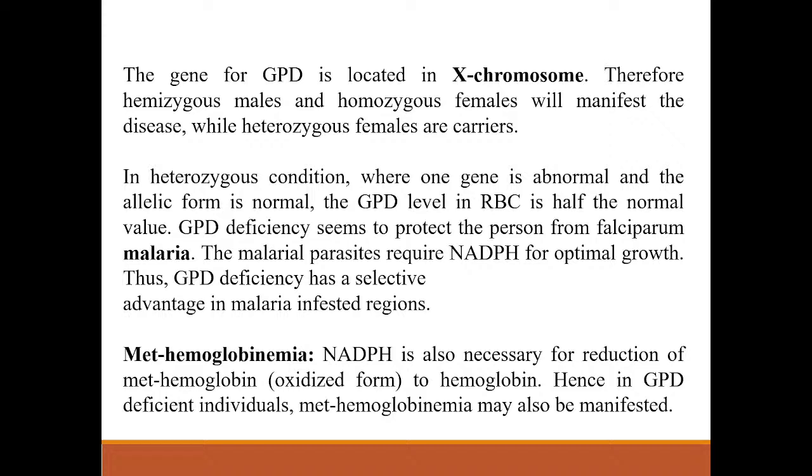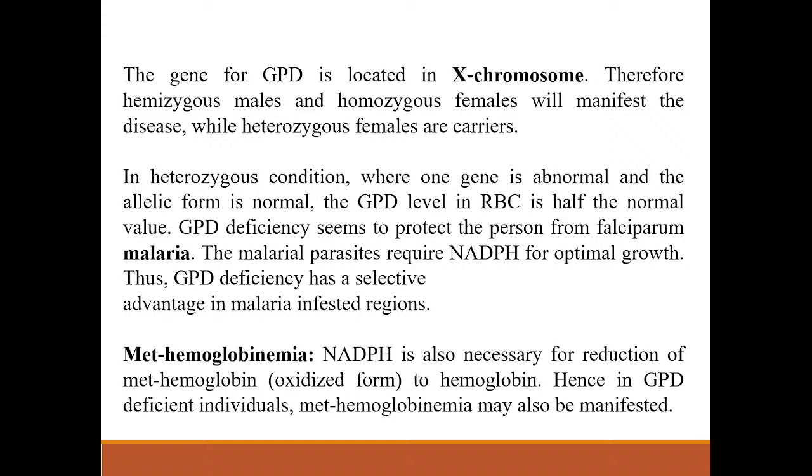In heterozygous condition, where one gene is abnormal and the other allele is normal, the G6PD level in the RBC is half the normal value. G6PD deficiency seems to protect the person from falciparum malaria. Why does it protect from falciparum malaria? Because the RBC is not in the proper way, the malaria parasite cannot harbor. So they are safe from that particular type of disease.